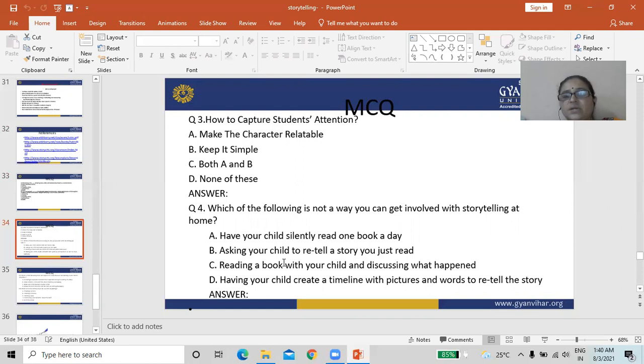Which of the following is not a way you can get involved with storytelling at home? Option A, have your child silently read a book a day. Option B, asking your child to retell a story you just read. Option C, reading a book with your child and discussing what happened. Option D, having your child create a timeline with pictures and words to retell the story. You have 4 options. Choose the appropriate answer.